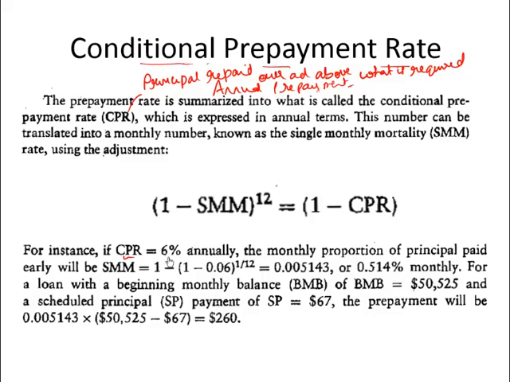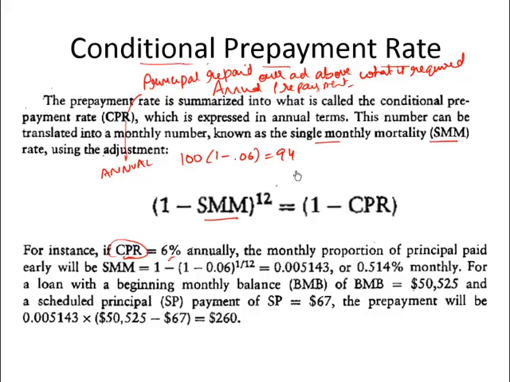So if 6% is the conditional prepayment rate annually, that is, if $100 was the outstanding principal, then 6% additionally will be prepaid. Or at the end of the year, 100 into 1 minus 0.06, that is, $94 would be outstanding. The conditional prepayment rate, remember, is an annual rate. This rate can be converted into a monthly rate, which is called the single monthly mortality, or the SMM. So it's the same as the conditional prepayment rate, only converted into an equivalent monthly rate.